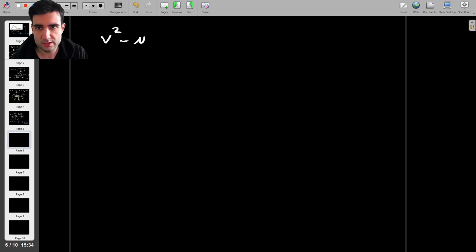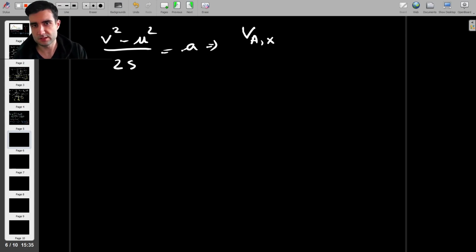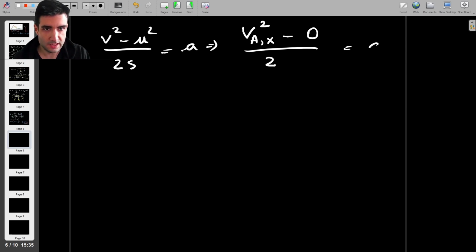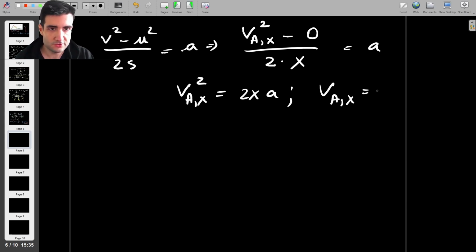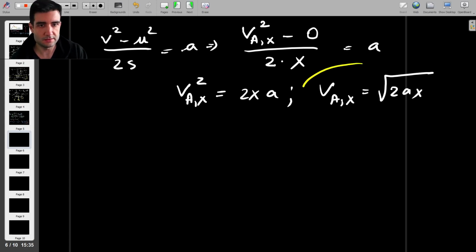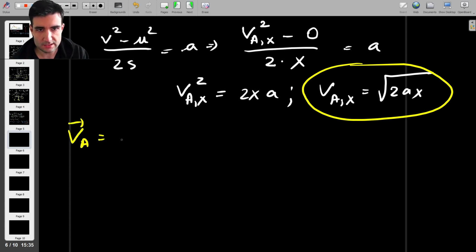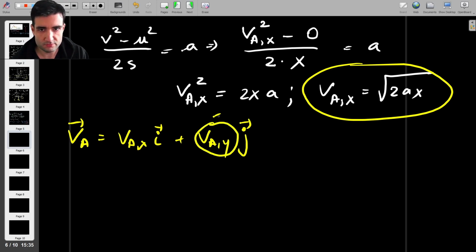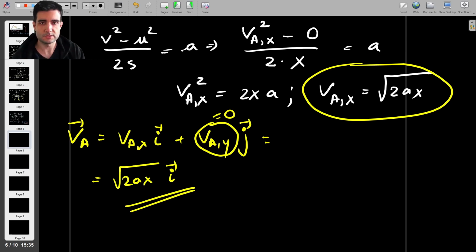So we have v squared minus u squared over 2s is equal to a. So that's essentially what we're going to use. So if we put the values that we know in here, v_A x squared, the initial speed was 0, the acceleration is a, and the distance is x. So we have v_A x squared is equal to 2xa, or you can say that the velocity of A in the x direction is the square root of 2ax. And that's it. So we can finally write down the velocity of A as the velocity of A in the x direction times i plus the velocity of A in the y direction times j. We know this is 0 from what we discussed earlier, which means the velocity of A is just square root of 2ax times i. And that's it.